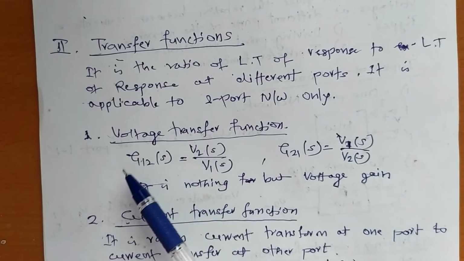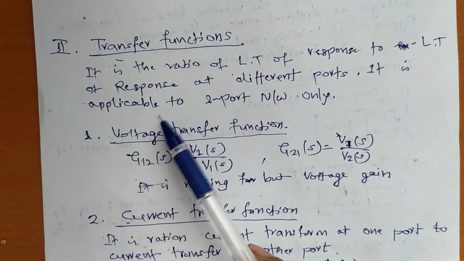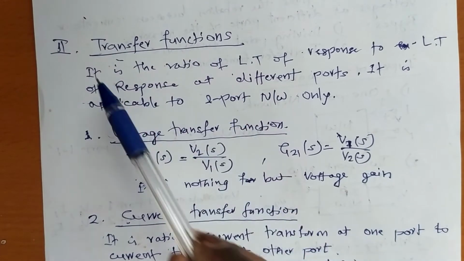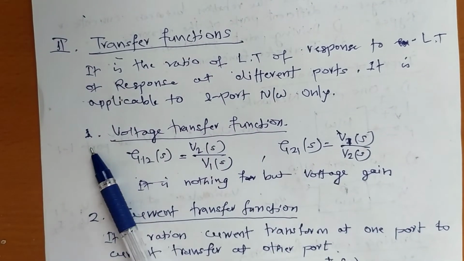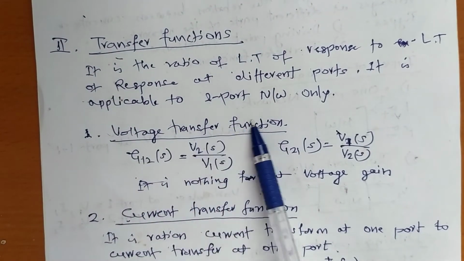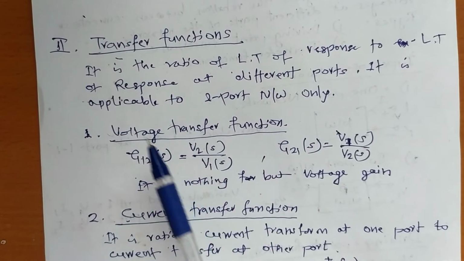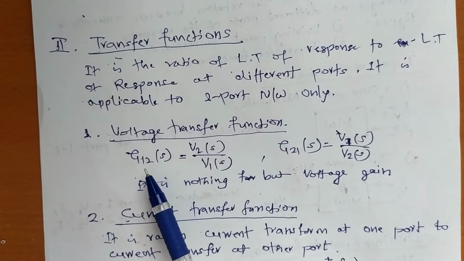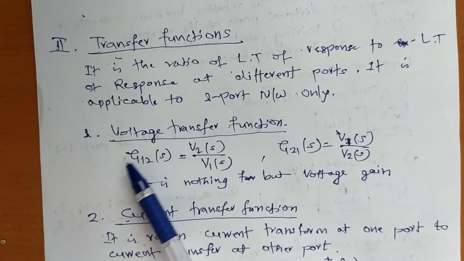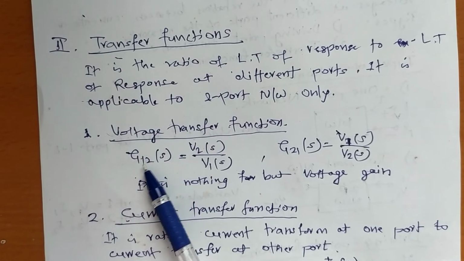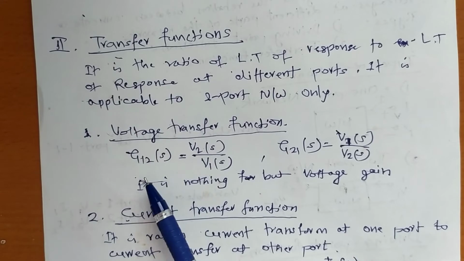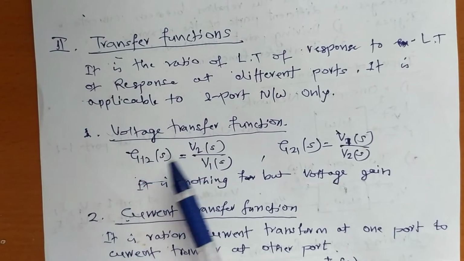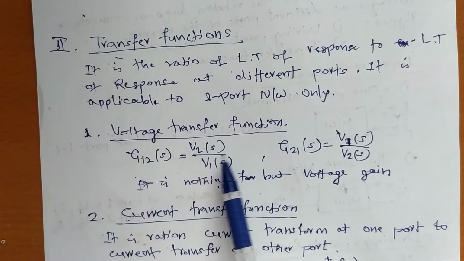Now, how many types of transfer functions are possible here? One is the voltage transfer function. One possible ratio is known as the voltage transfer function, and it is normally denoted by G. G is meant for gain. So G12 of S, we write, means V2 of S by V1 of S.